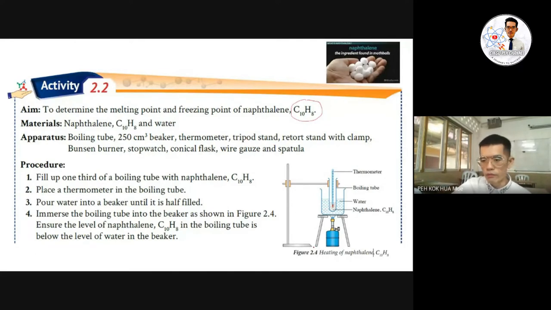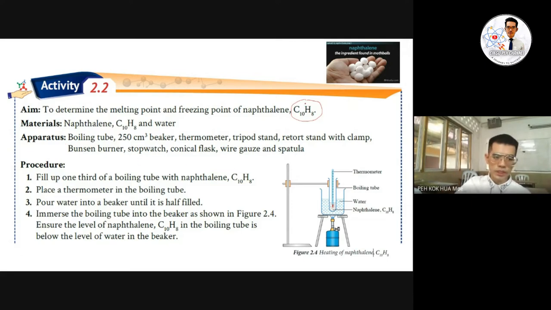you can look at the figure, tripod stand, retort stand and clamp, Bunsen burner, stopwatch, conical flask, wire gauze and spatula. So this is the apparatus we need for the experiment.